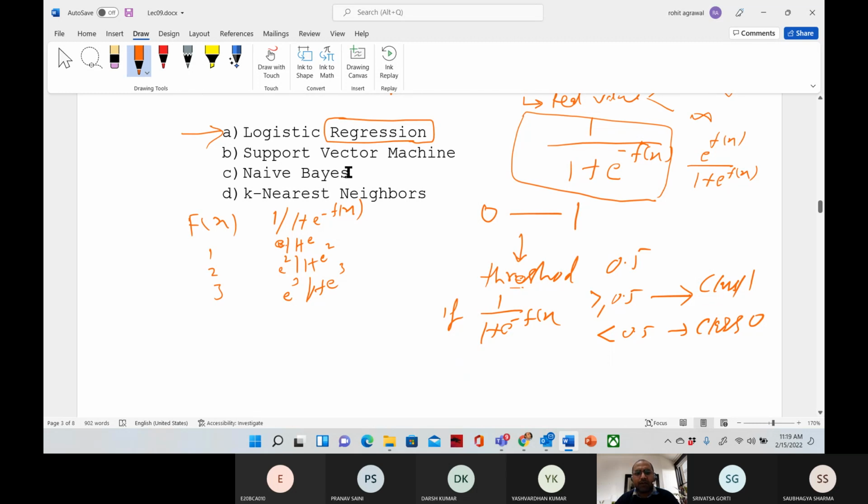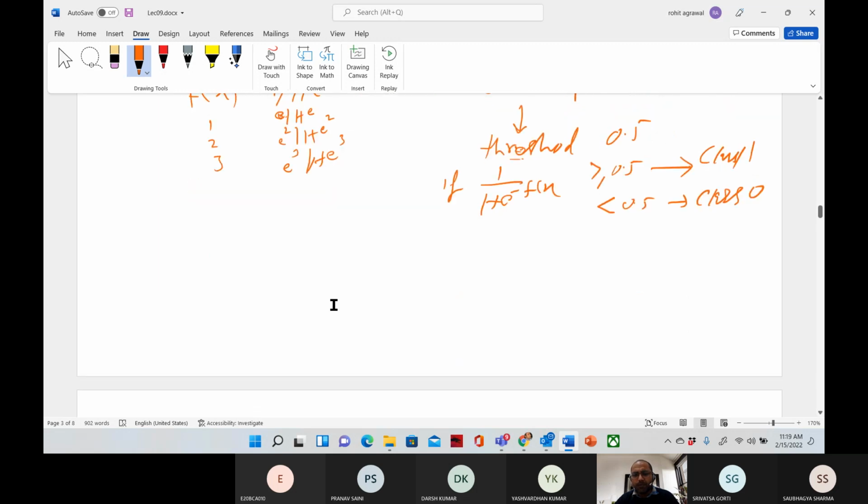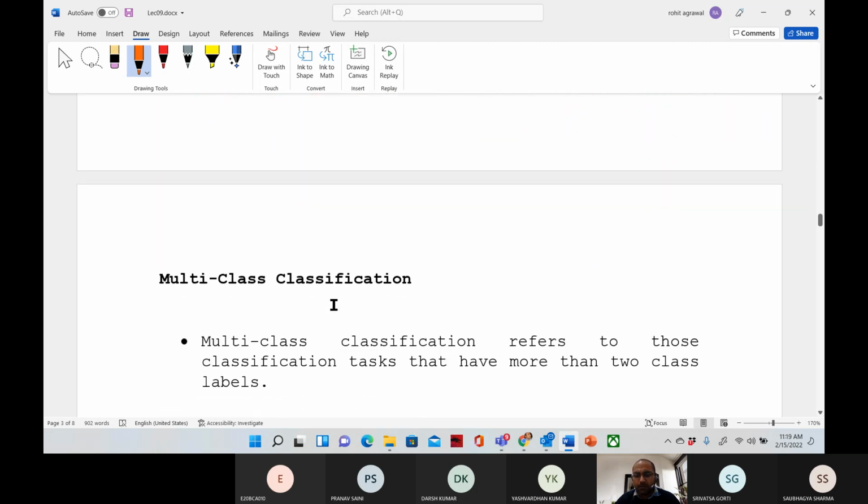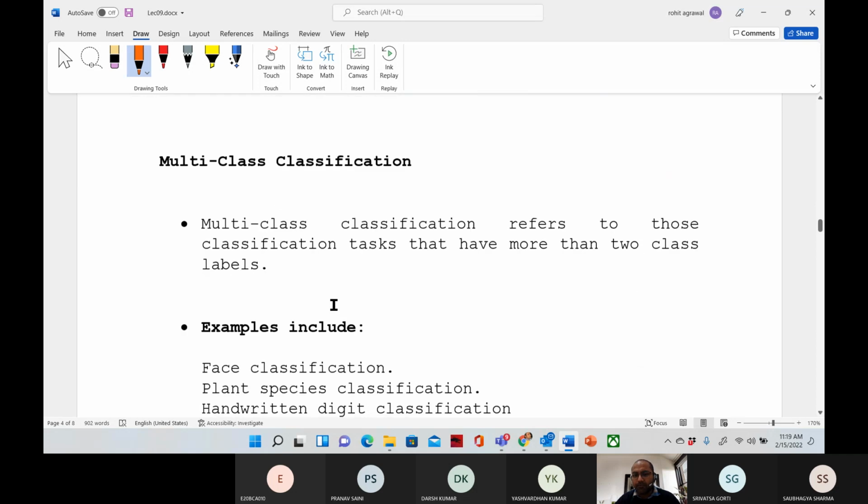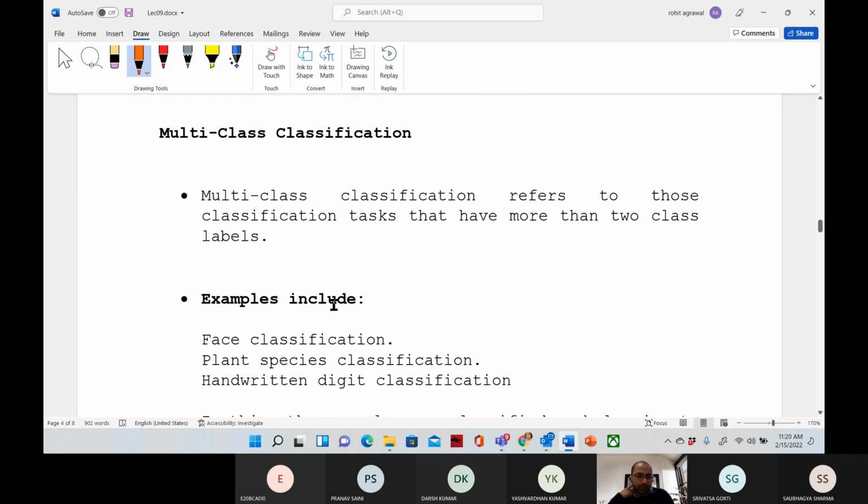Naive Bayes classifier and k nearest neighbor. So these are some popular algorithms. Is this clear? Can we move further? Yes, sir.